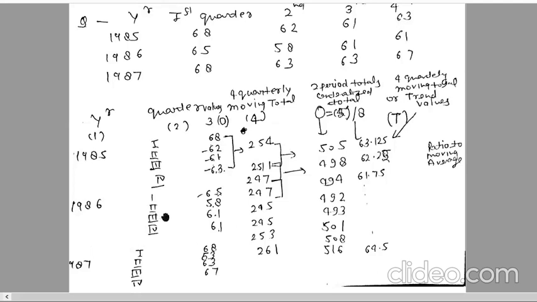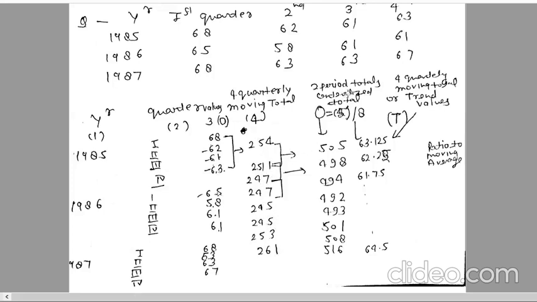Now for 1986, add all of these, so find the grand total here and also here. Now, 68 means 254. Now add the next four: 62 plus 61 plus 63 plus 65, it will be 251. Now again, add 61 plus 63 plus 65 plus 58, it will be 247. Now add 63, 65, and so on: leaving out one value each time, you have to add four values at a time. So you will get this line.